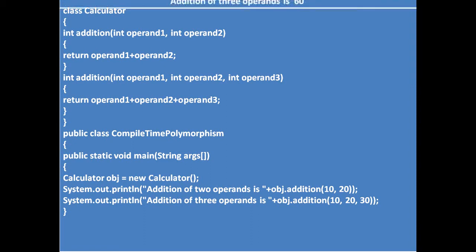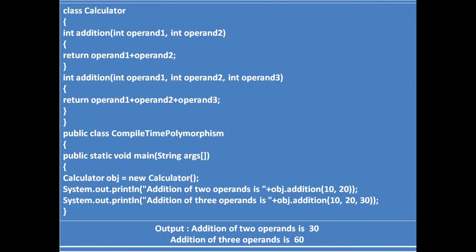If we run this program, we will get the output: addition of 2 operands is 30 and addition of 3 operands is 60. So here are two methods with the same name, but the functionality is different. The first one is adding 2 operands, the second one is adding 3 operands. So this concept is called method overloading. Let's see it practically in the Eclipse IDE.